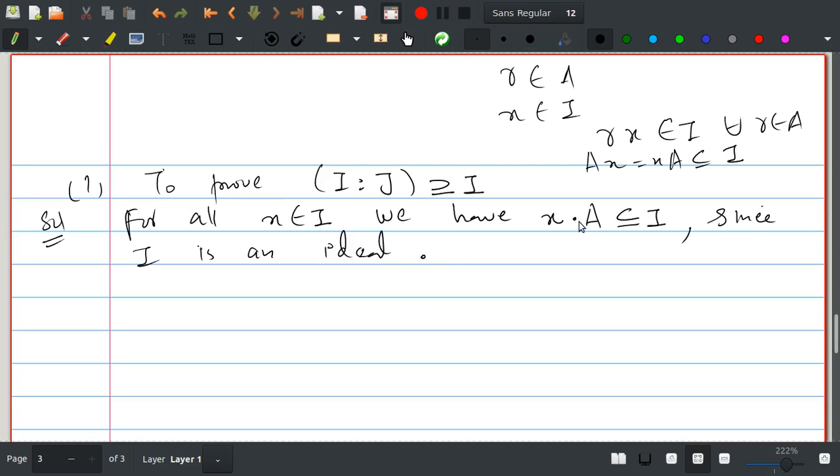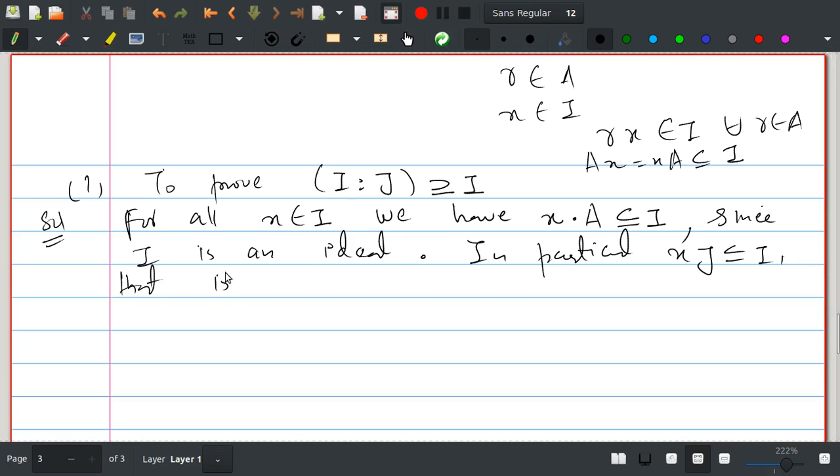Now in particular, this is also true if we write in place of A the set J. So in particular, x times J is contained in I, because this containment is true for A, hence it is true for any subset of A. In this case, J is a subset, so this is true for J as well. So by definition, this means x is in the ideal I : J. So this proves the first item.